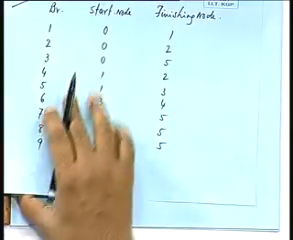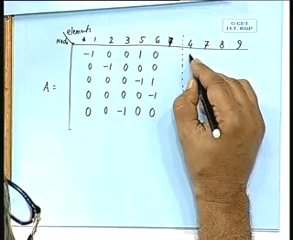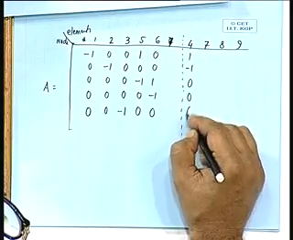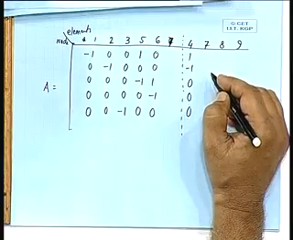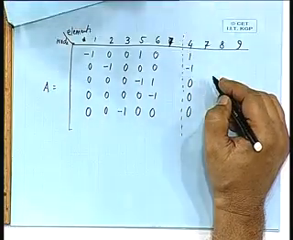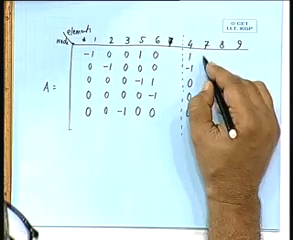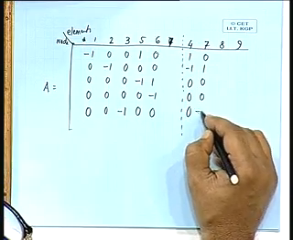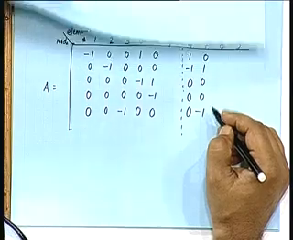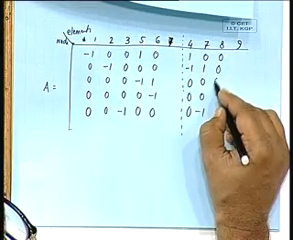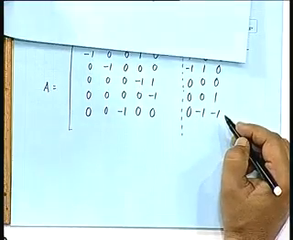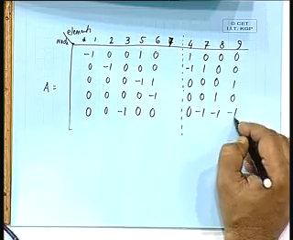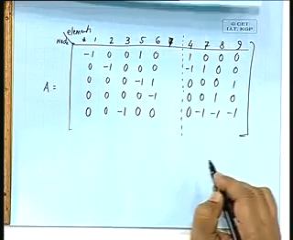was between 1 and 2. So, 1 and 2, 0, 0, 0. Element 7 was between 2 and 5. So, 0, 1, 0, 0, -1. Element 8 was 4 and 5, 0, 0, 0, 1, -1, and element 9 is 3, 5. So, 0, 0, 1, 0, -1. So, this is the matrix A.